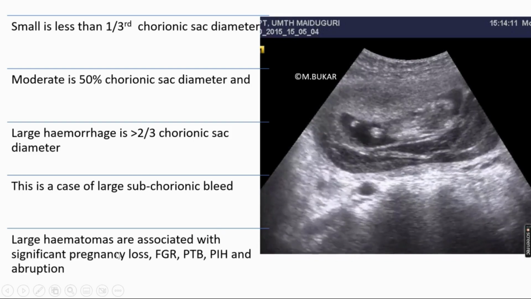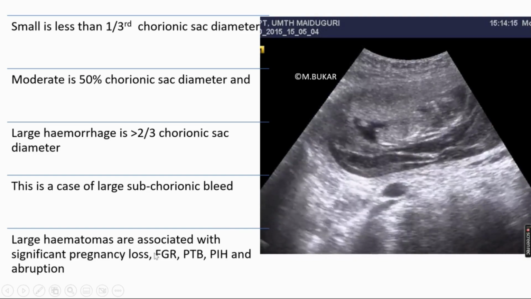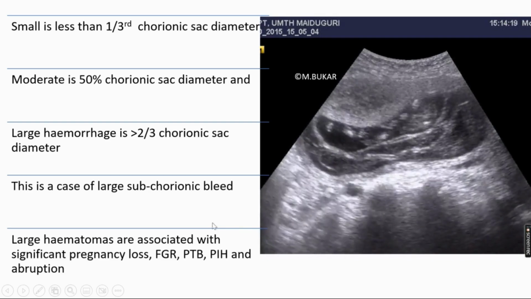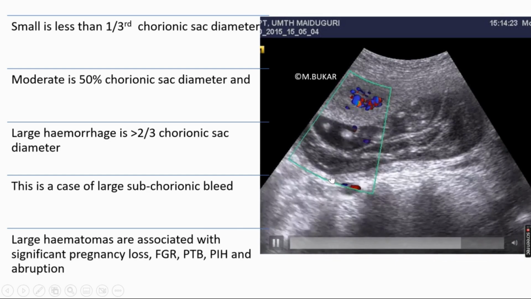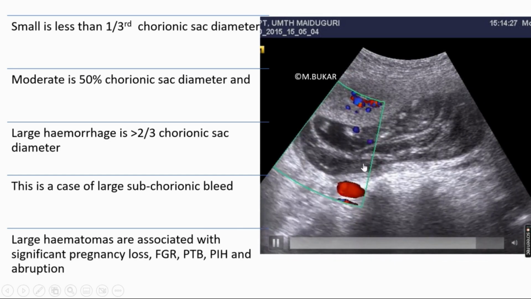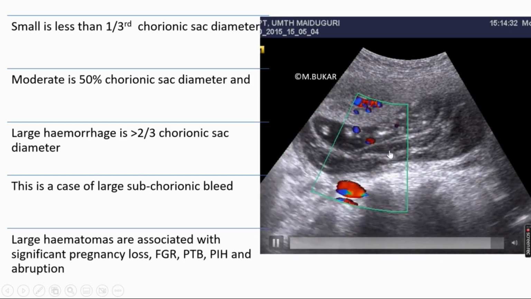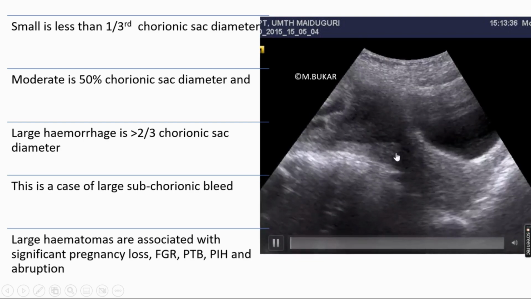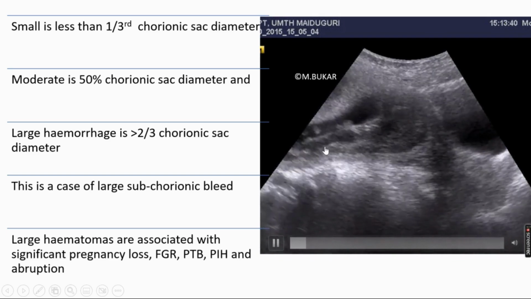Large subchorionic hemorrhage is associated with significant pregnancy loss, as happened in this patient, associated with fetal growth restriction, preterm birth, PROM, and abruption. Note the color box and the lack of color uptake by the hematoma. Hematoma is not a live tissue and therefore will not take up color.